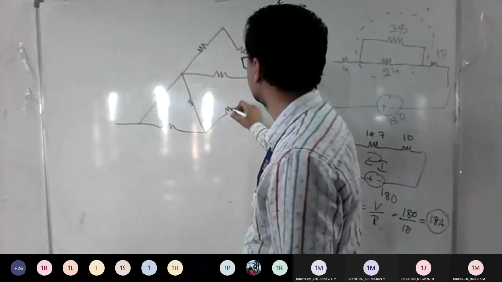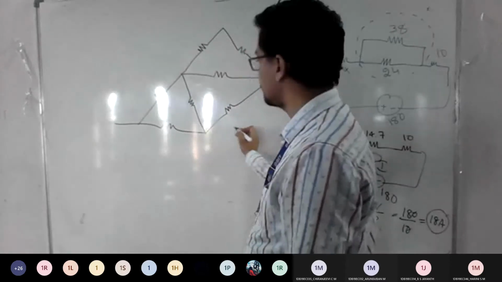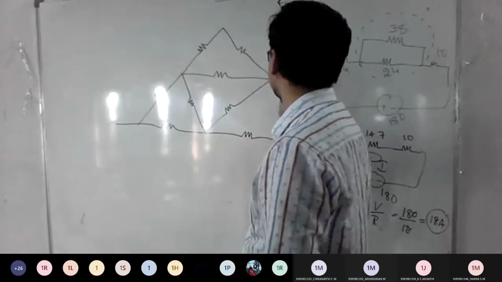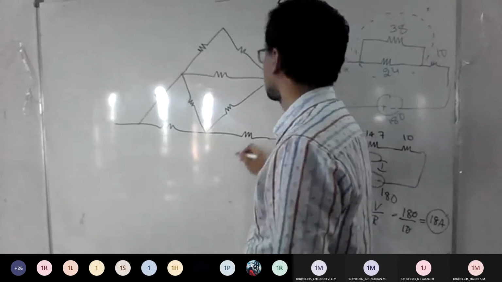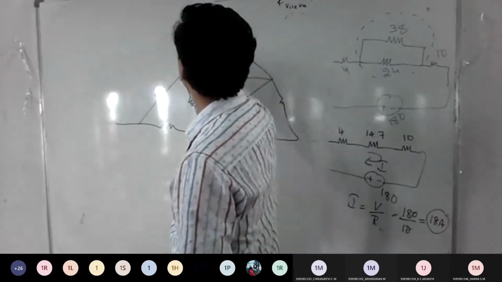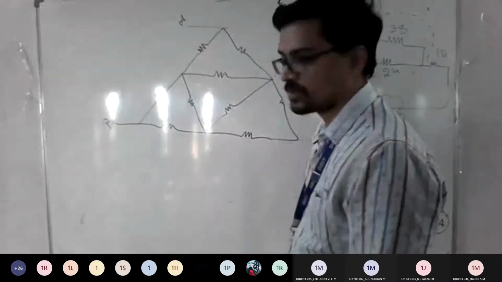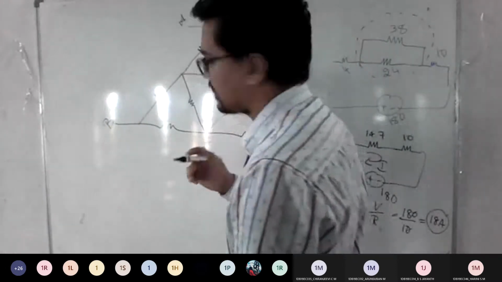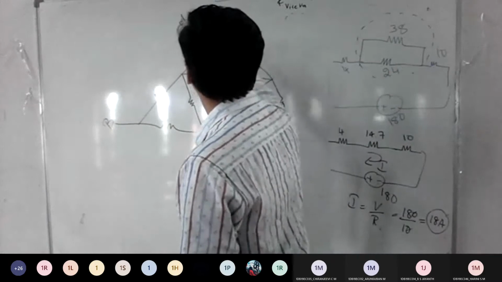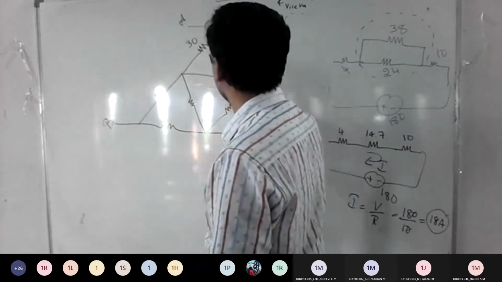Another question. So this is what they have given. So this is your A and this is your B. The value of each resistor is 30 only. So all the values are 30 ohm.